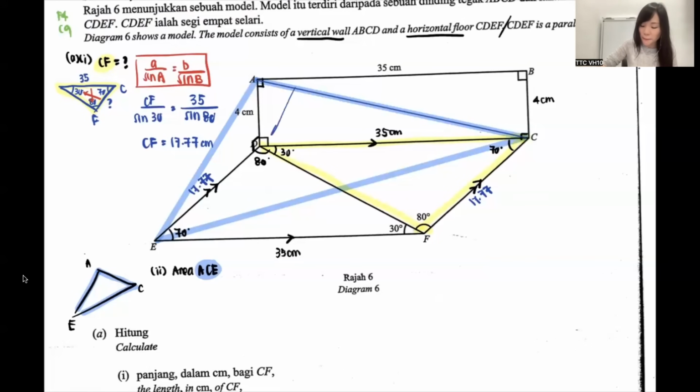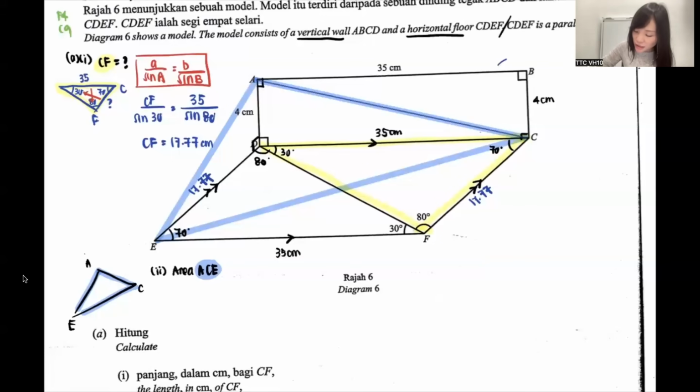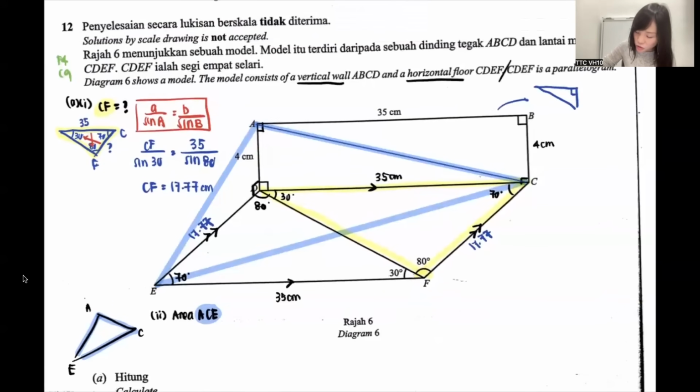AC is not hard because the back wall is actually a rectangle. If you cut like that, you get a right angle triangle, isn't it? Here you know it's 35, here you know it's 4. You want to find this AC, the hypotenuse. So can use Pythagoras theorem: the short one squared plus the short one squared, square root it, and I should be able to get the longest one. Makes sense, right?